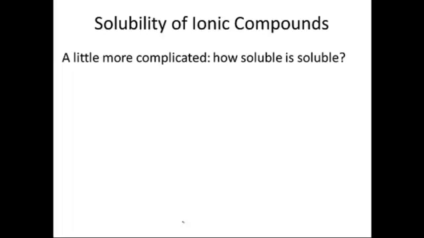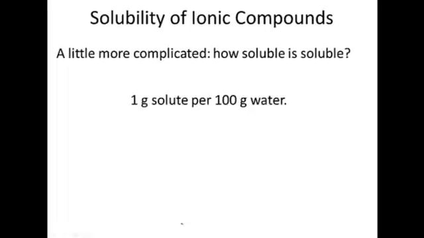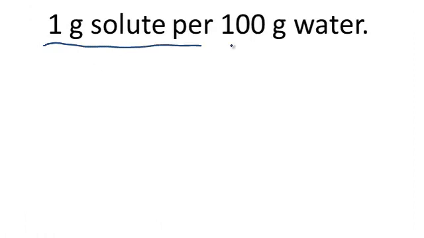And so what's the cutoff? Different people have different cutoffs. There's no official cutoff for whether something is soluble or not. But we're going to use 1 gram of solute dissolving in 100 grams of water. If more than a gram dissolves, it's considered soluble. If less than a gram dissolves, it's considered insoluble. But things around there are called moderately soluble or sparingly soluble.